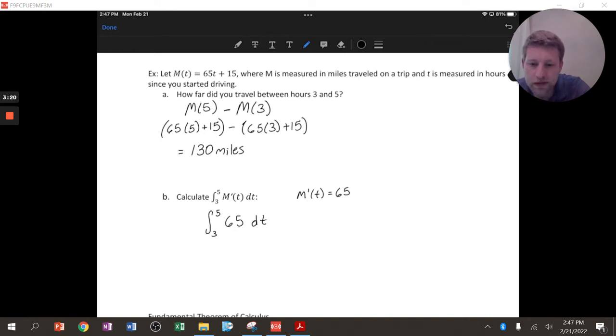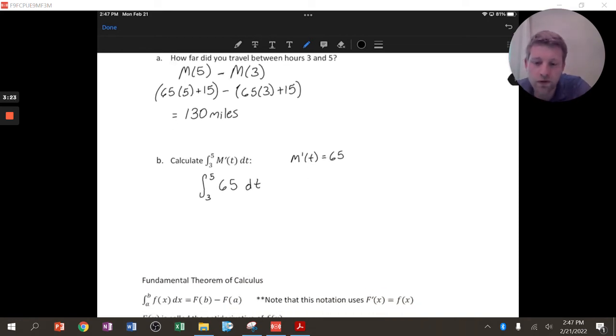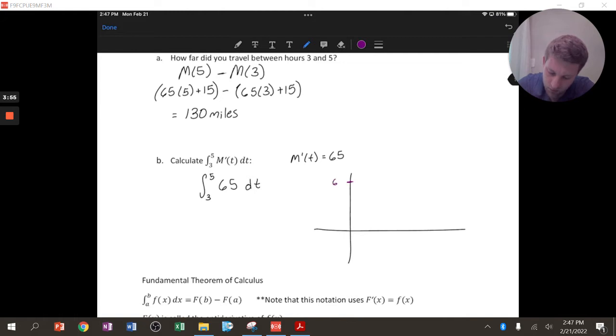And let's just consider what this integral is actually representing first, and then we'll see if we can calculate it. So an integral is, again, always going to consider the area underneath a function or a curve between the two endpoints given. So this is area underneath the curve. So if I was to graph this, 65 as a function is just a constant line. So here, this is actually telling us our speed is currently just 65 miles per hour. This is our velocity, M prime of t.